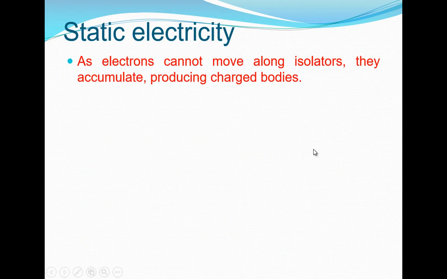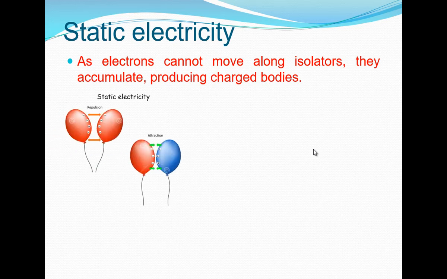Static electricity. As electrons cannot move along isolators, they accumulate, producing charged bodies. For example, if we have balloons and we rub them, they can get charged with electrons that cannot move, so they repel each other. Or sometimes a balloon can be charged with negative charge and another one with positive charge. So they attract each other.